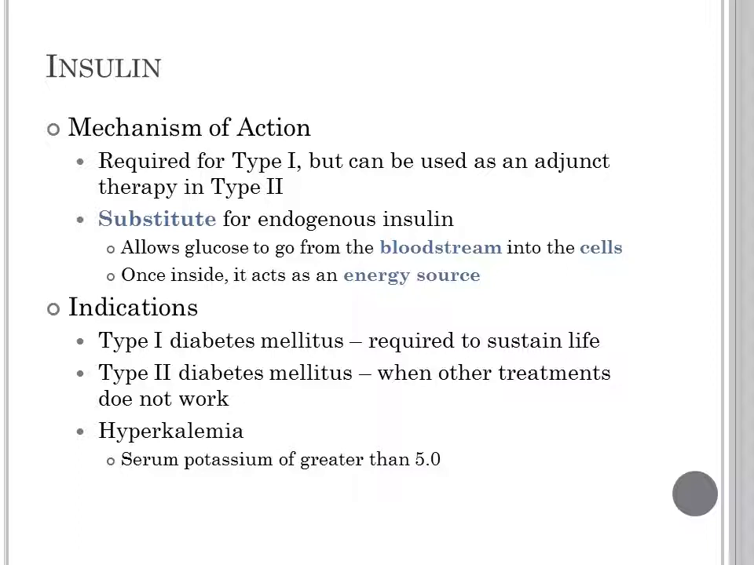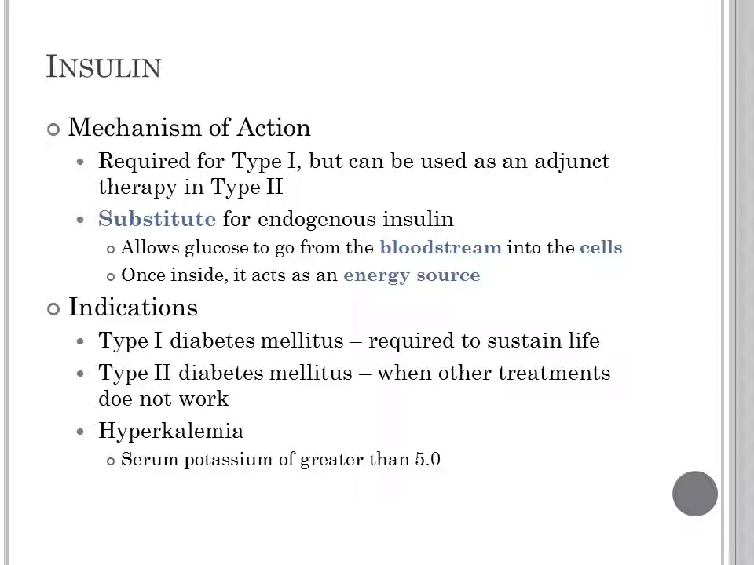Once it gets inside the cell, though, it acts as an energy source, and this is the primary energy source for your body. Your brain needs constant carbohydrates in order to function. If you know somebody who goes on an Atkins diet, which is a high protein, low carb diet, you'll notice they're always tired, and the reason why is because they're not getting the carbohydrates their body needs. So although carbohydrates get a bad rap, they're not necessarily a bad thing to have on board.